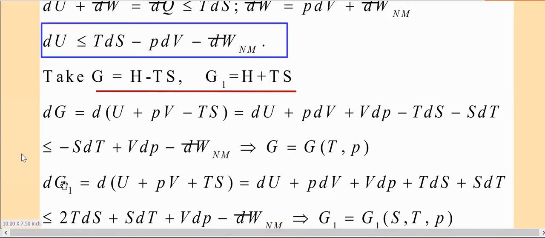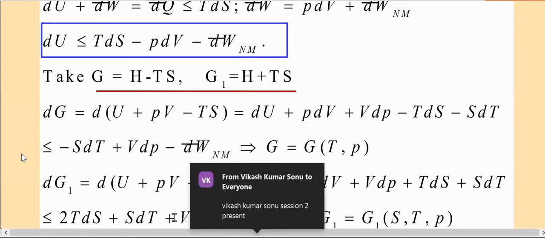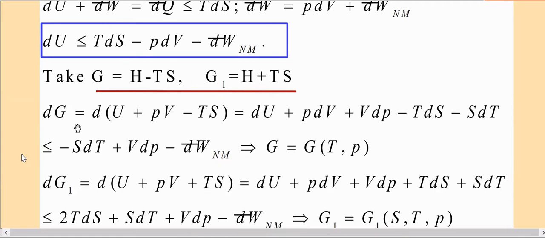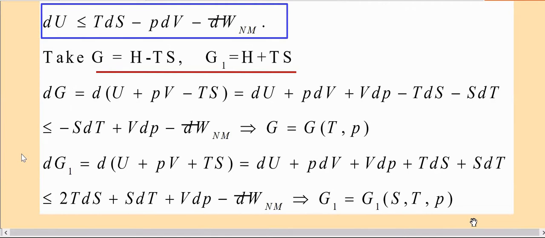And you can see that to make dG1 less than or equal to 0, what you need to do is that you need to impose certain restrictions. One is that there should be no non-mechanical work. The pressure change should be 0, it has to be isobaric. It has to be isothermal to make this point 0. But along with that, here actually, these three conditions would have sufficed to make this dG equal to 0 or less than 0, depending on whether a process is spontaneous or not. But here you have the additional condition that the entropy change should also vanish. So it becomes a three variable function, which is normally not useful.